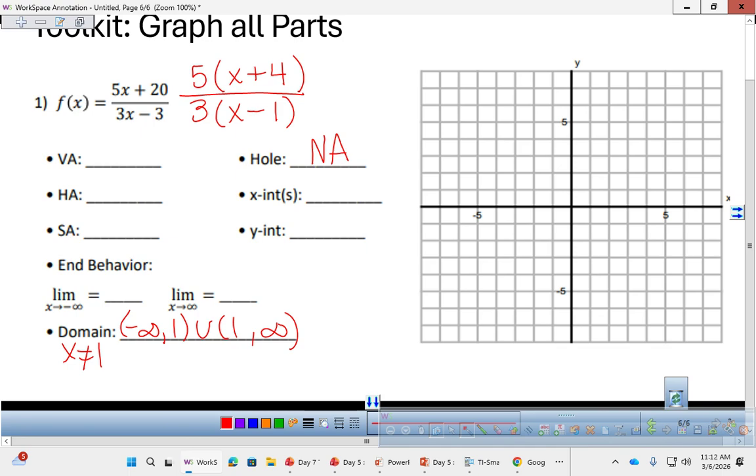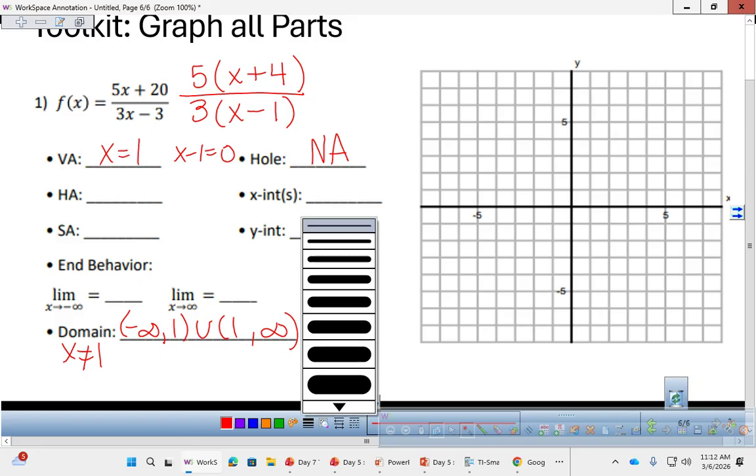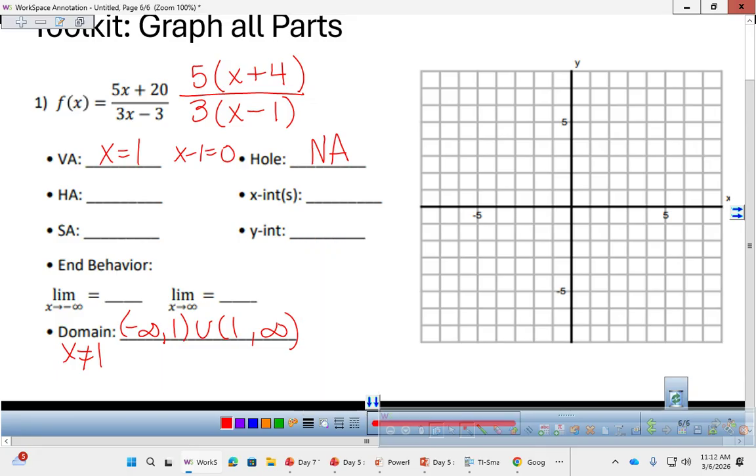And then find the vertical asymptote by setting the denominator equal to 0. So I'm going to do x minus 1 equal to 0. x equals 1. So on my graph, at 1, this is what my vertical asymptote looks like.